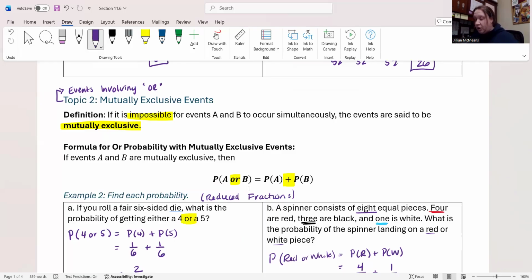When events can occur at the same time, we say they're non-mutually exclusive, and you add the probabilities and then subtract the overlap. In the next video, I think we're going to deal with empirical probability. So we're going to be dealing with the or stuff, but now we're going to be looking at real values from a table.